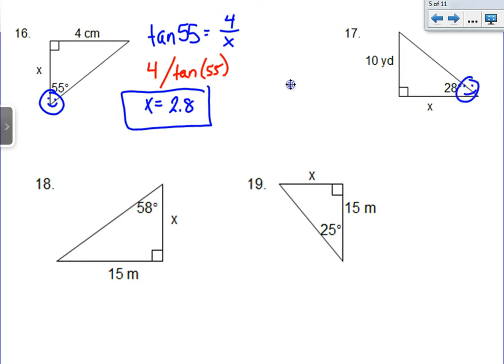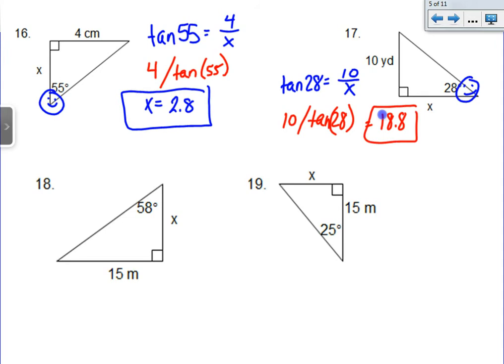Okay, number 17, looks like we've got tangent of 28 degrees is 10 over x. So again, since the 10 is in the numerator, we're going to have to divide. And it won't matter if you close your parenthesis after the 28 because nothing's following it, but on your calculator, I think we get 18.8. I should be labeling all these. I'm sorry.